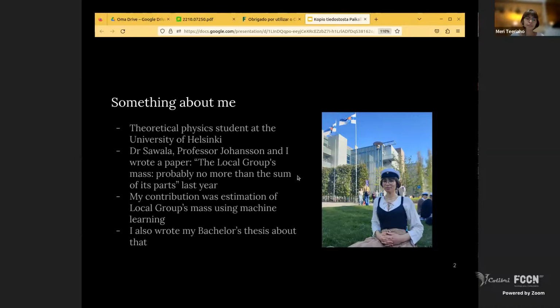In that paper, we went through some ways to calculate the local group's mass, and my contribution was to do the estimation using machine learning. I also wrote my bachelor thesis about that. And there is a picture of me. I'm wearing a traditional Finnish graduation cap that you get when you graduate from high school. After that, you can use it at university events.